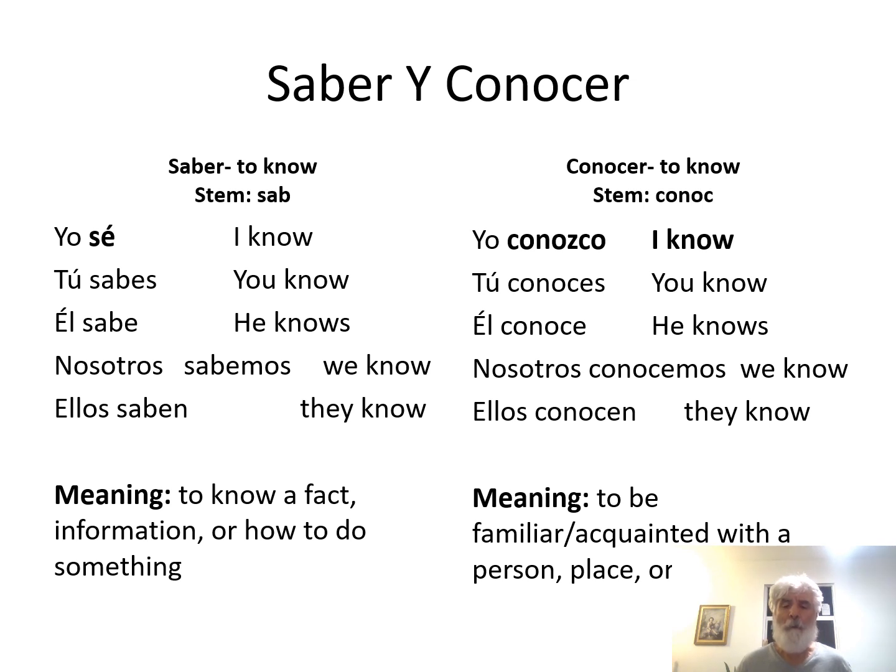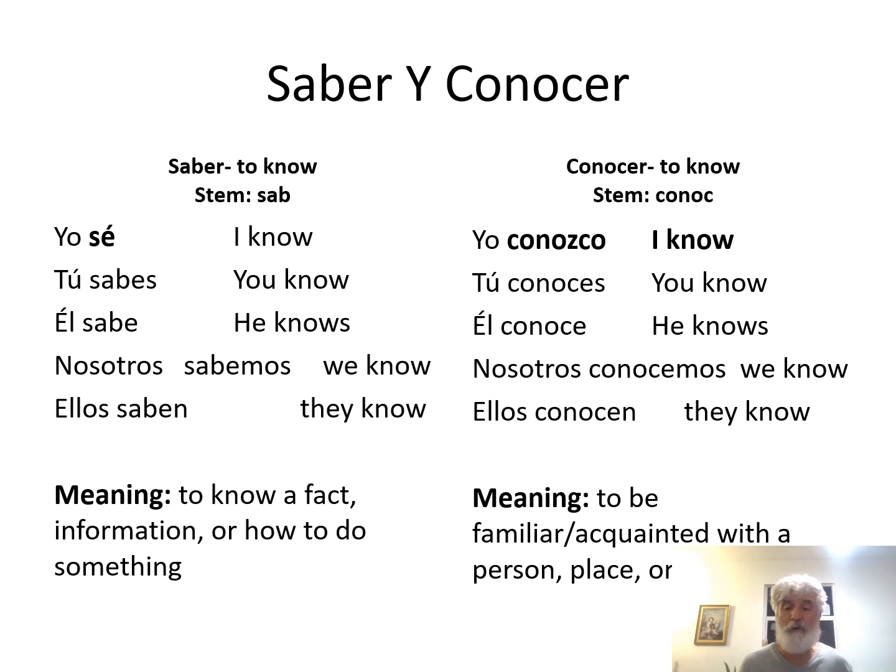acquainted with a person. It's generally used with people, that you know somebody, but it's being acquainted with a person. But it can also be being acquainted with a place. It's often used with cities or countries. I know the city of Charleston. Yo conozco Charleston. Yo conozco Denny's. I know Denny's. I've been to that particular restaurant. Yo conozco el parque en el centro. I know the park downtown.